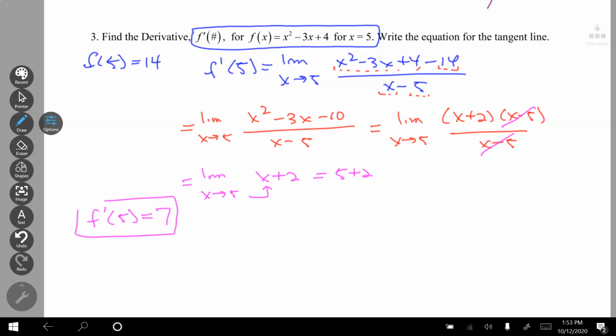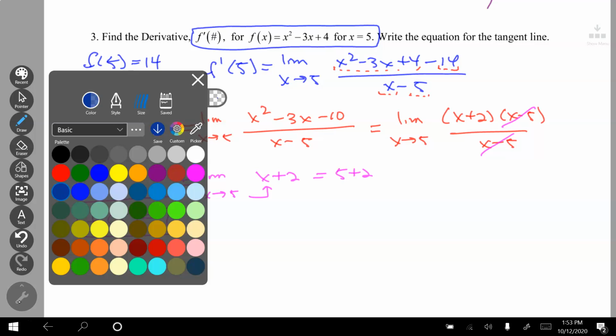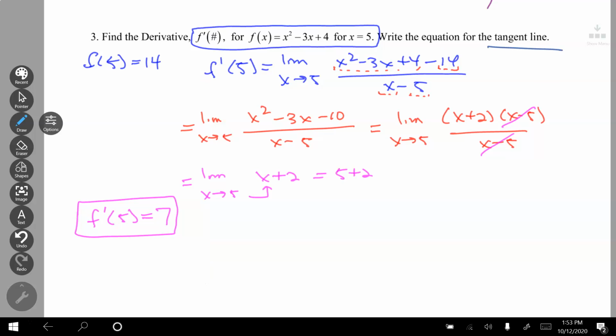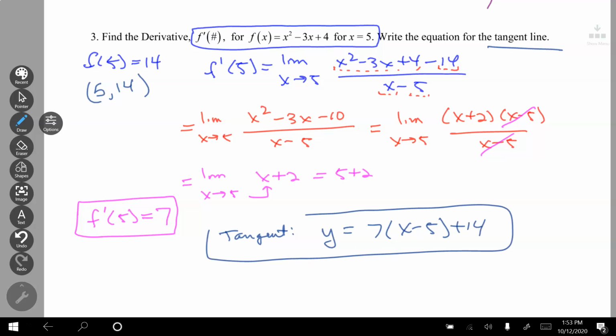We saw that on the previous page, that we're always getting closer and closer to 7. Now when I went to my tangent line, I have my slope, I have my point of 5 comma 14, so y equals 7 times x minus 5 plus 14 is my tangent line equation.